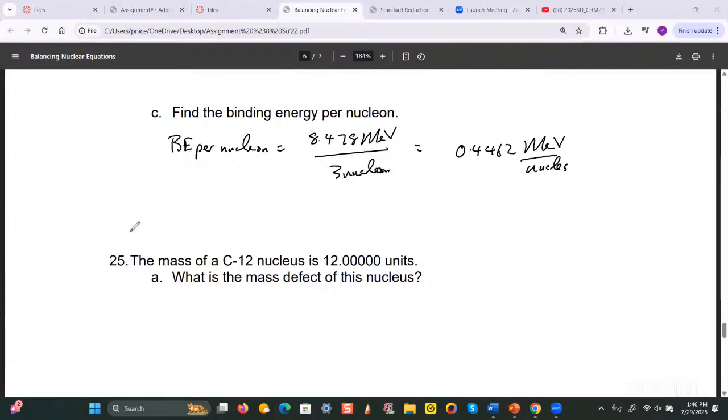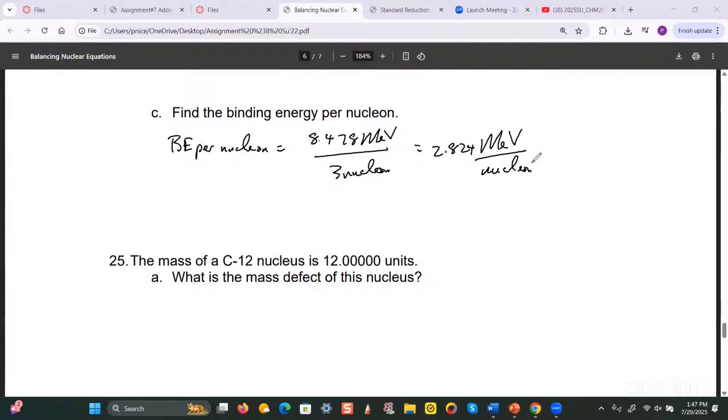So I need to redo this. 8.478 divided by 3. So this is 2.824. 2.824 mega electron volts per nucleon. And that's how that is done.